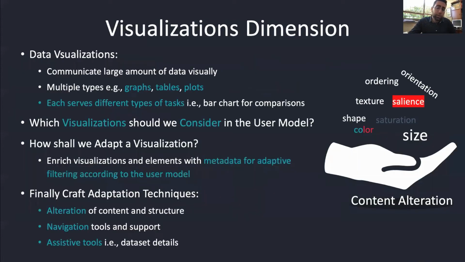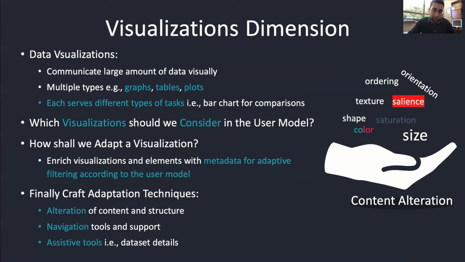Next, we describe the visualization dimension. Of course, visualizations help us ingest and communicate large amounts of data, and they come in different types. And each of these types, of course, is used for different tasks. Now we have to consider in this dimension which visualizations have recognizable impact of individual differences and at the same time are commonly used in the business context.